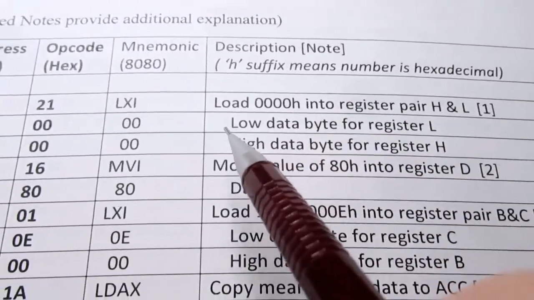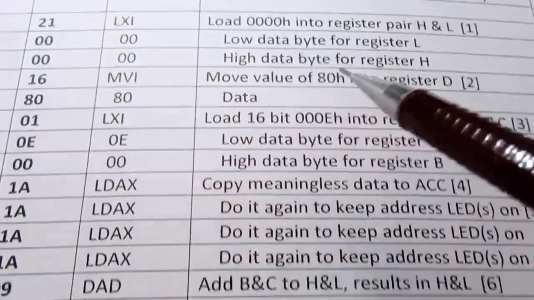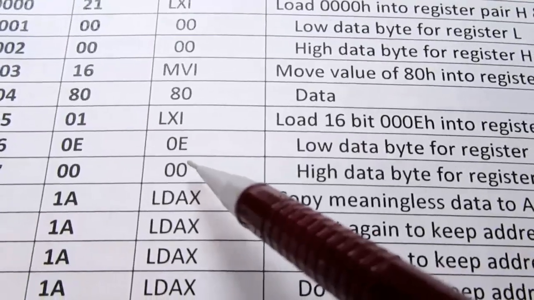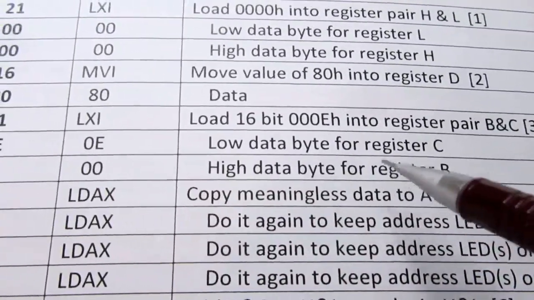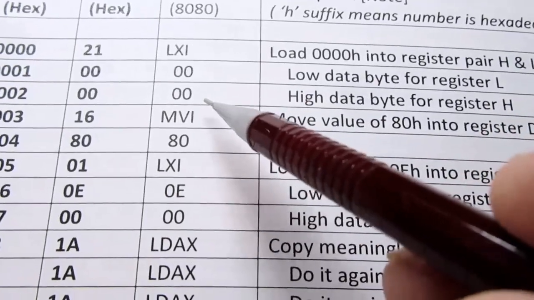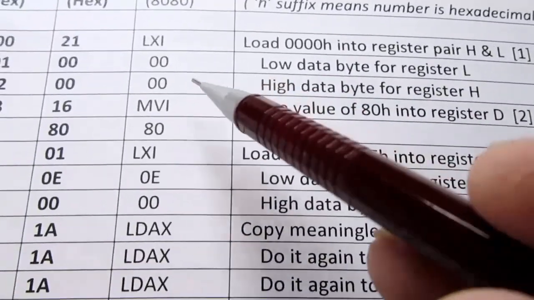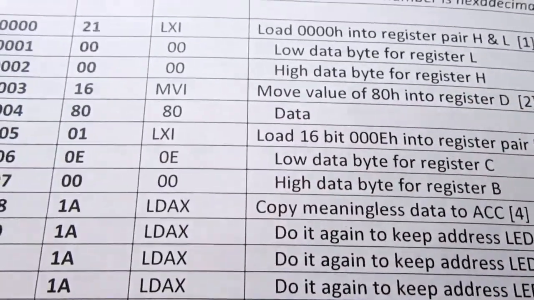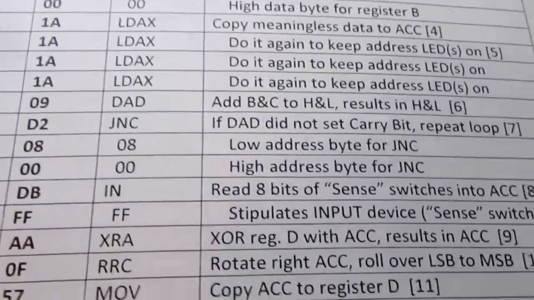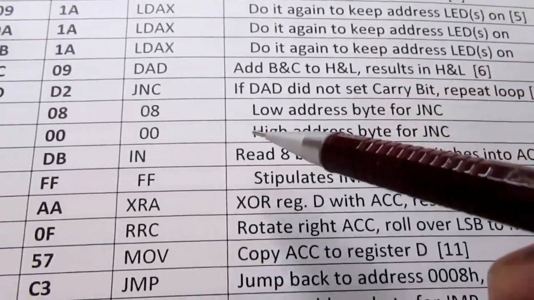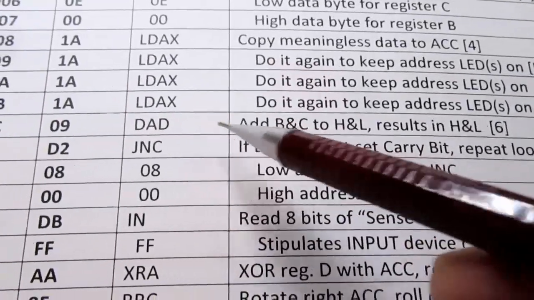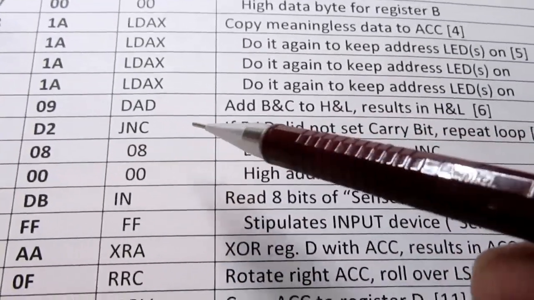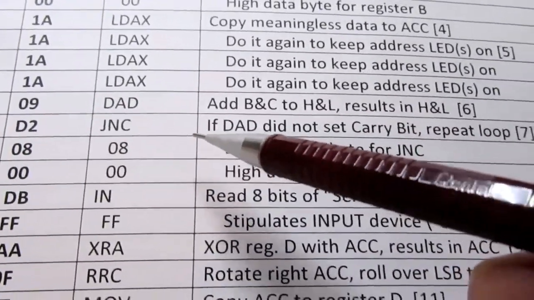Remember that we start out with H and L loaded to 0000, so nothing. So when we do this add, we've added 000E from registers B and C to the 0 in registers H and L, and put the result back in H and L. So now we've bumped it from 0 up to 000E. And immediately after that, by the way, that's a single byte instruction, so it doesn't have any operands following it, no data. The next instruction is a jump if not carry.